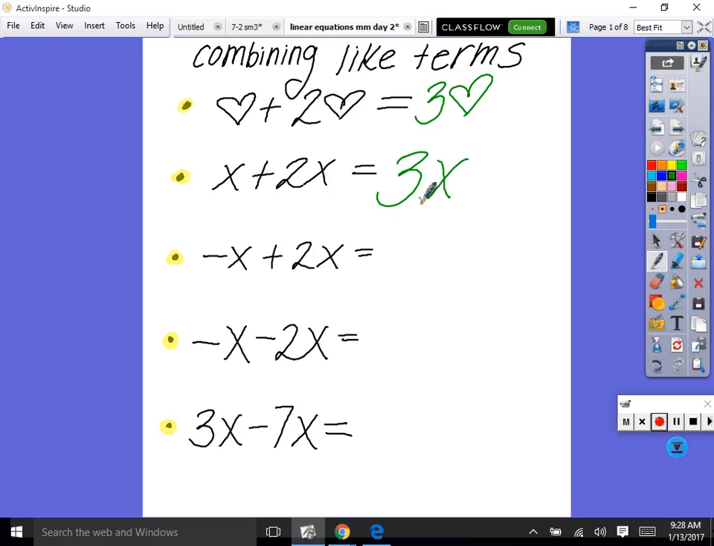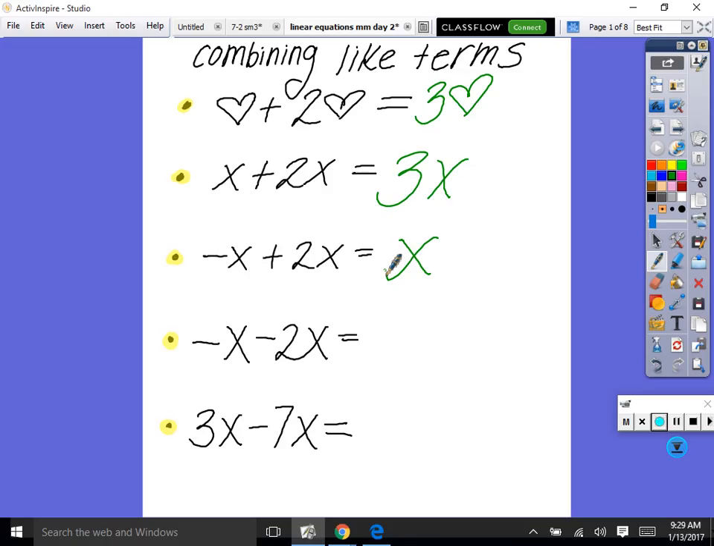Now if we have negative x plus 2x, how many x's does that leave me with? Negative 1 plus 2 is? 1x, right, guys? Think. If you have negative $1 and you add $2, how many dollars do you have? $1. Everybody good? So we have 1x, so I'm just going to write x. Is everybody comfortable with that? Think before you act. Think before you say for a second.